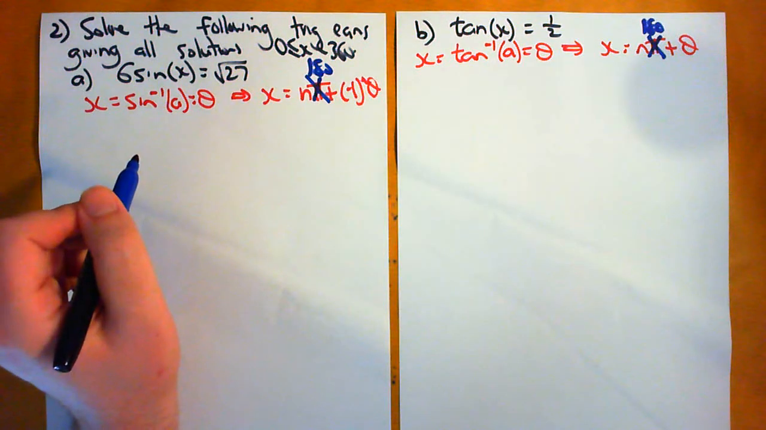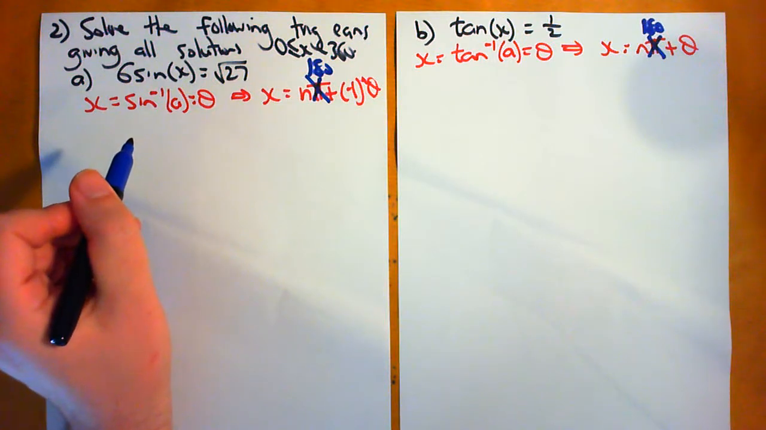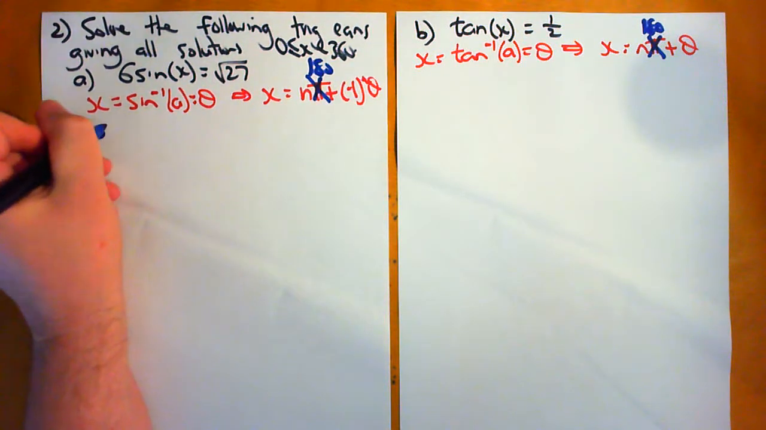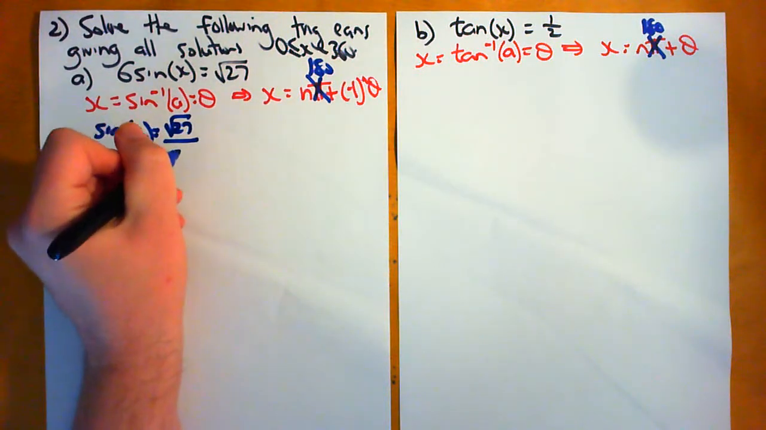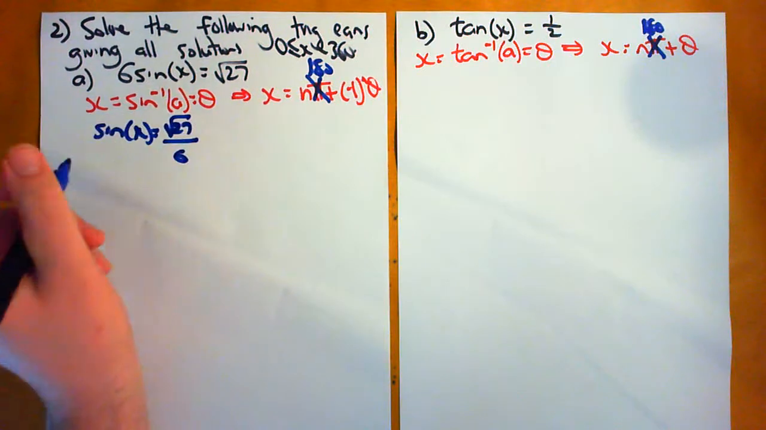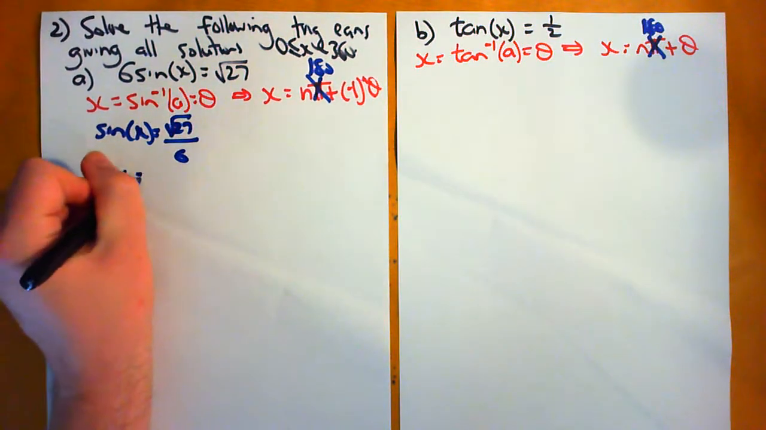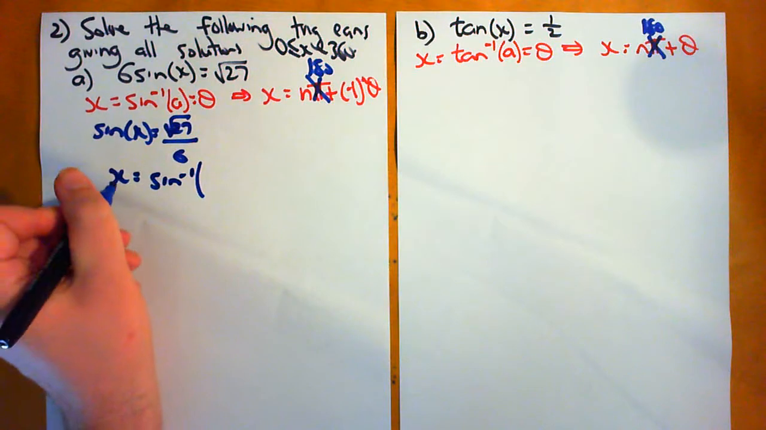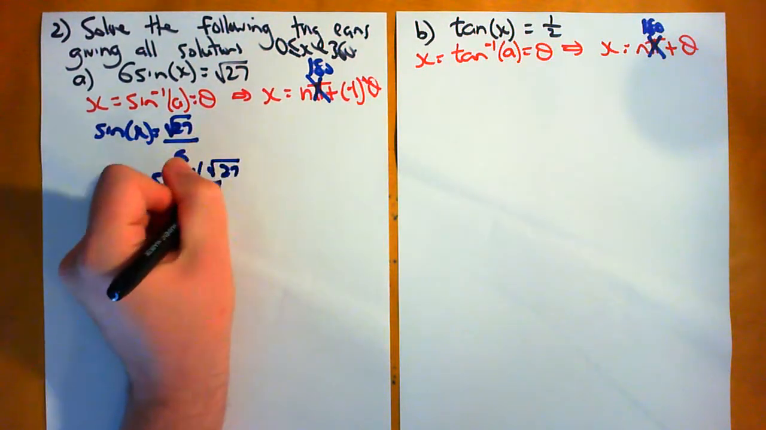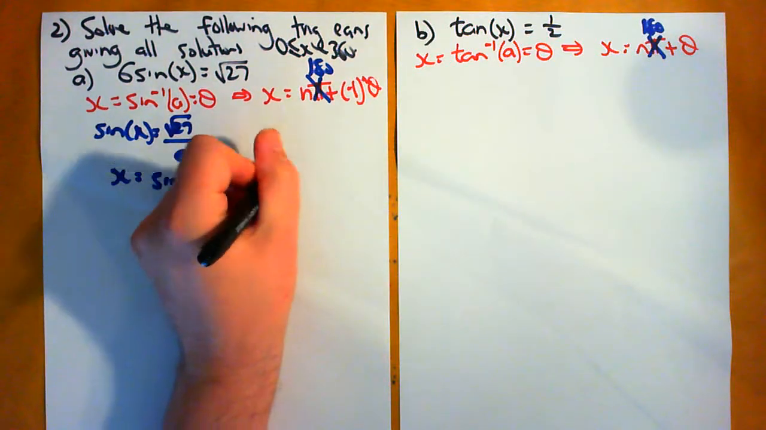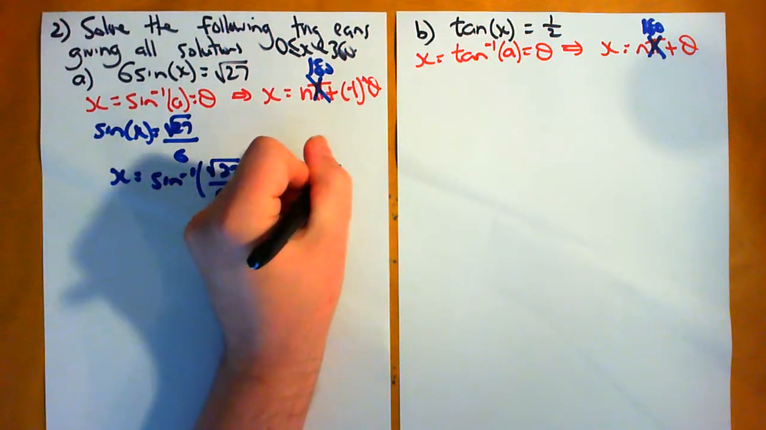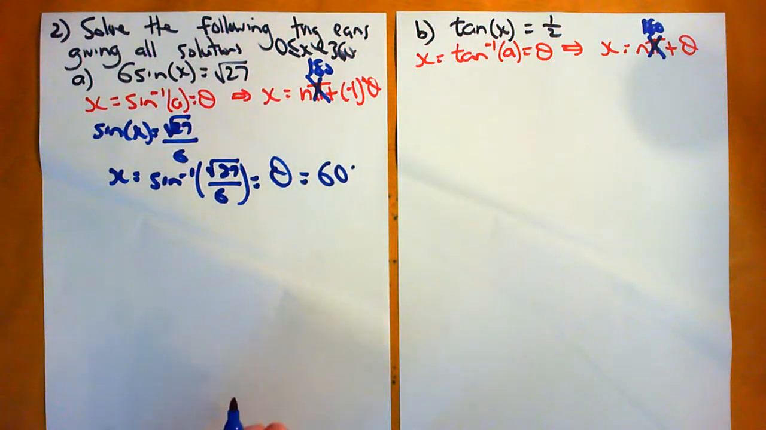So the first thing we need to do is to divide both sides by 6, so we get sine of x equals the square root of 27 divided by 6. So therefore if we solve that for x we need to take the inverse sine of both sides. We get x is the inverse sine of square root of 27 over 6, which is going to be, when we calculate that, we'll get theta, and when we do the calculation we get 60 degrees. Okay, so we've got our value of theta and we're ready to use our table.